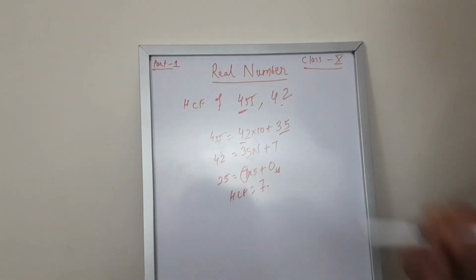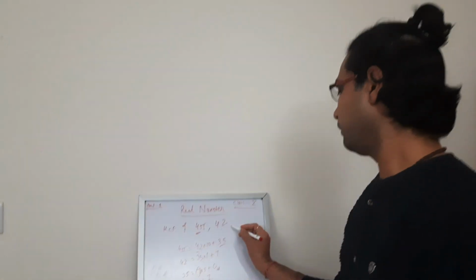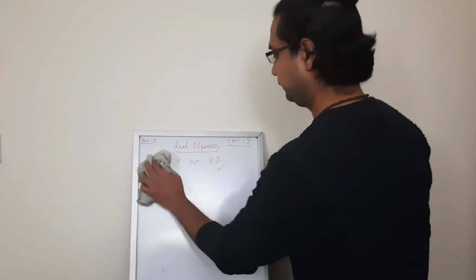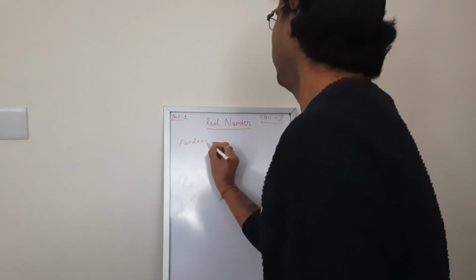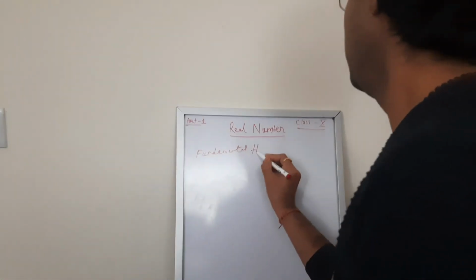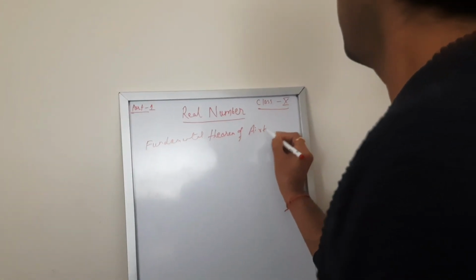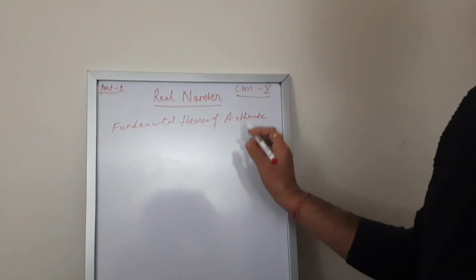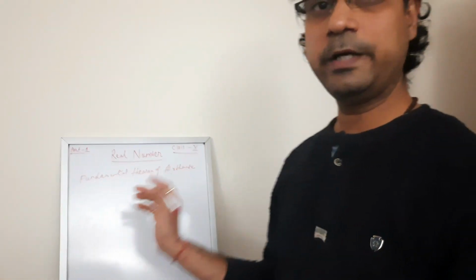Another theorem is the fundamental theorem of arithmetic. So to be clear, Euclid's formula is for division, and the other one is the fundamental theorem of arithmetic. This fundamental theorem of arithmetic is related to multiplication, while the previous one was related to division.